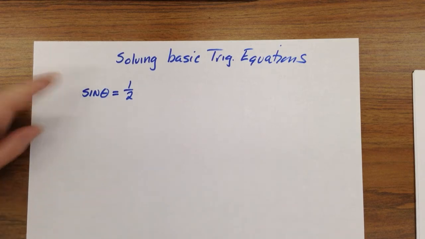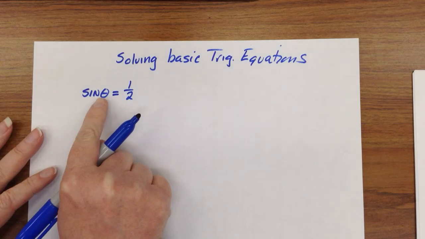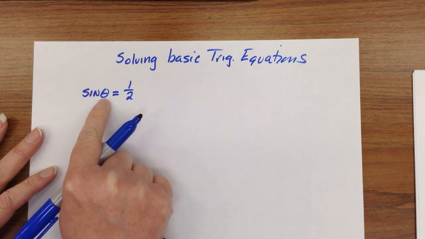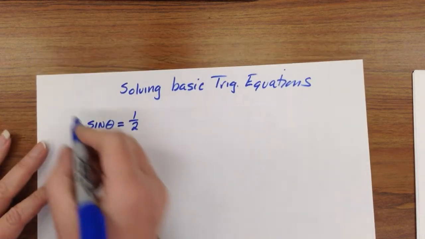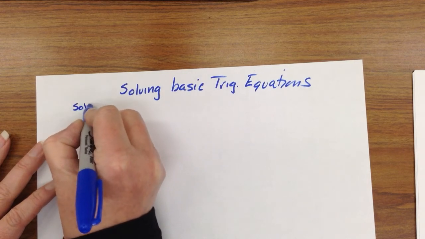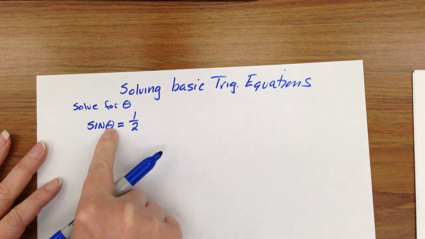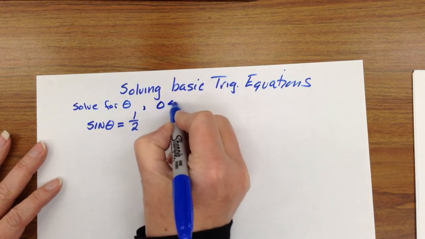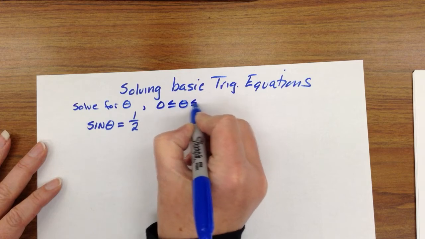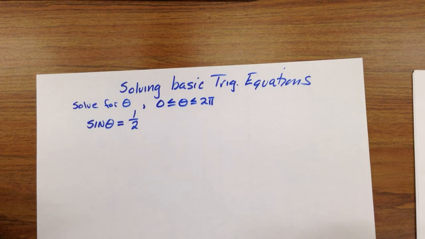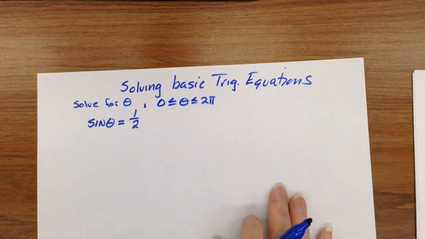Hey, look, here's a basic trig equation. Now the directions are going to say solve for theta. We're trying to find the theta. I'll write it for you. Solve for theta. Theta is the angle, and our angle is going to be between 0 and 2 pi. So don't go around more than once. Don't go in the negative direction. Positive direction only, one time around.